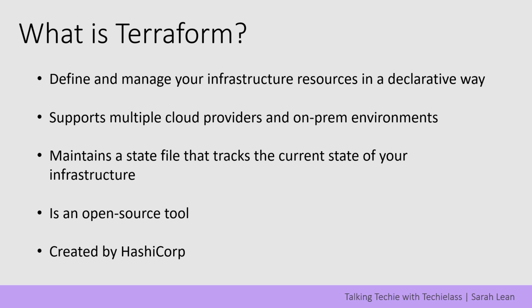With Terraform, you write code in a declarative language that describes the desired state of your infrastructure resources, whether that is servers, databases, or networks, in a configuration file. Terraform then uses this file to create, modify, or delete the resources needed to match the desired state, allowing you to manage your infrastructure as code.